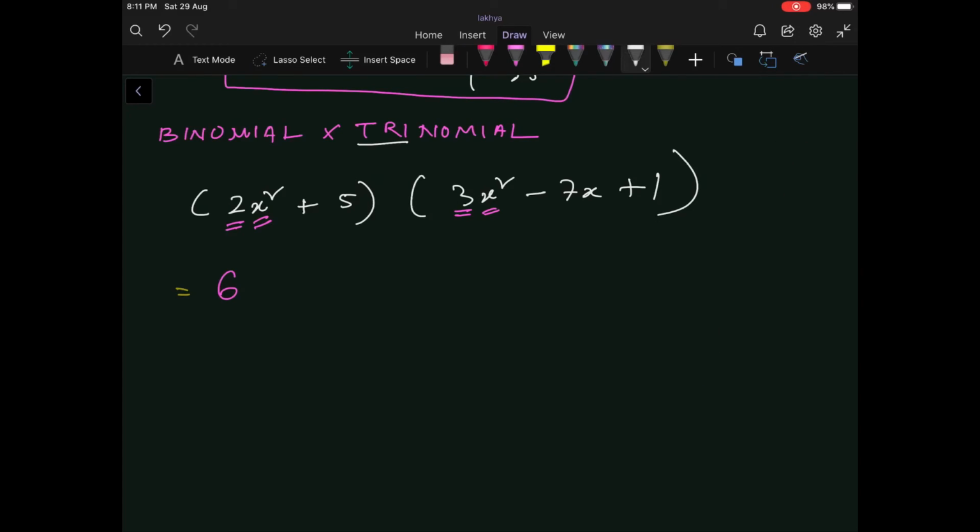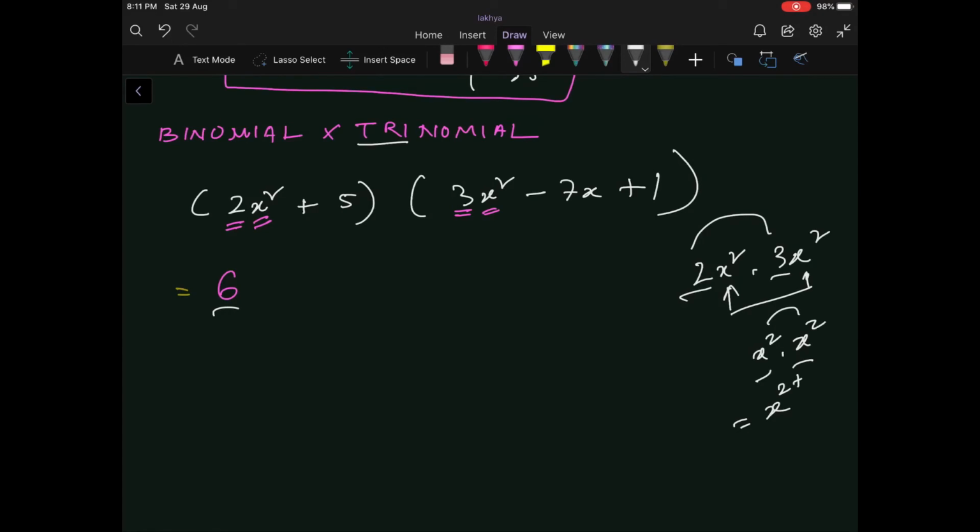Let me explain it again. Suppose you have to multiply these two terms, twice x square into thrice x square. When you multiply, first you have to multiply the coefficients. 2 3s are 6. Then you have to multiply x square and x square. When you multiply these two, you have to add the powers. That is 2 plus 2, that is x to the power 4.